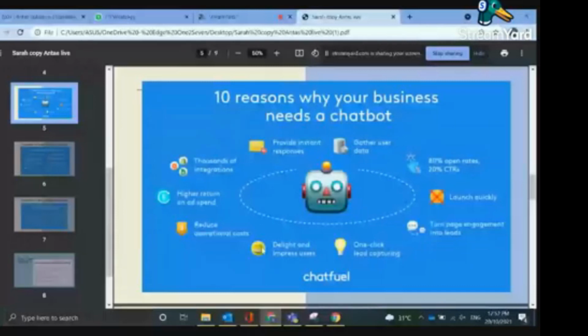You could also determine the style of the answers, how they ask. You could maintain the same consistency of style and language. For example, if you're a company that's more funny, then your answers could reflect that. Reduce operational costs, as we mentioned, thousands of integrations.